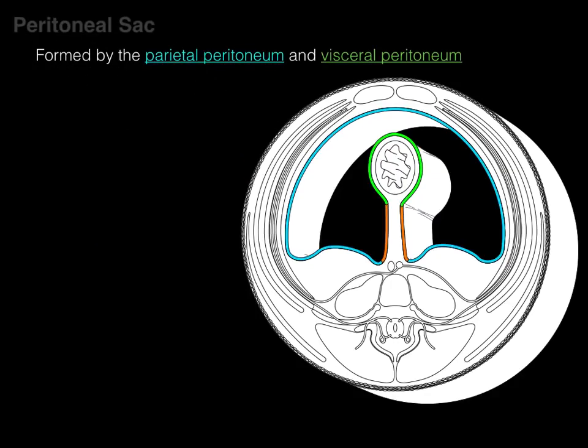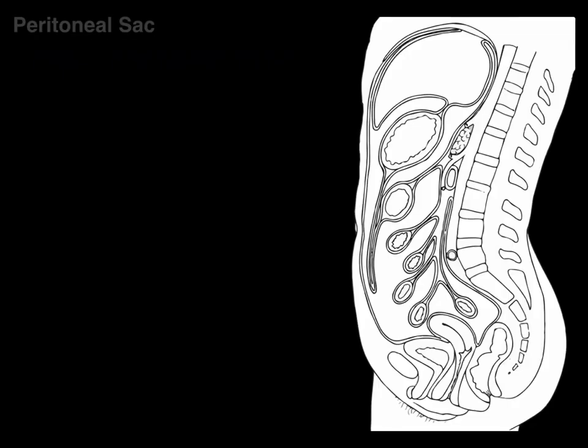Okay, so let's talk about the peritoneal sac. The peritoneal sac is formed by the parietal peritoneum in blue and visceral peritoneum in green. And it's the space between them, or basically the sac is formed by those. And it's filled with peritoneal fluid.